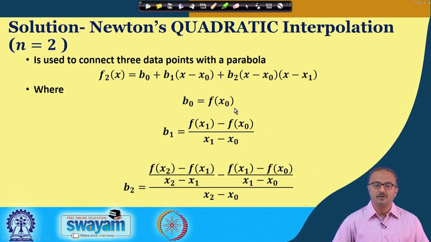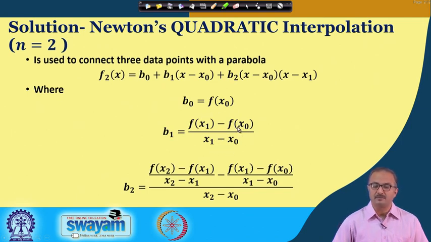Now, to find the value of b1, you put the value of x1 here. Once you put x1 here, you find that this term will be 0, so this goes. Now what we are left with is f2(x1) equal to b0 plus b1 into (x1 minus x0), and from that you can find the value of b1. So you get the b1 value as f(x1) minus f(x0) divided by x1 minus x0.